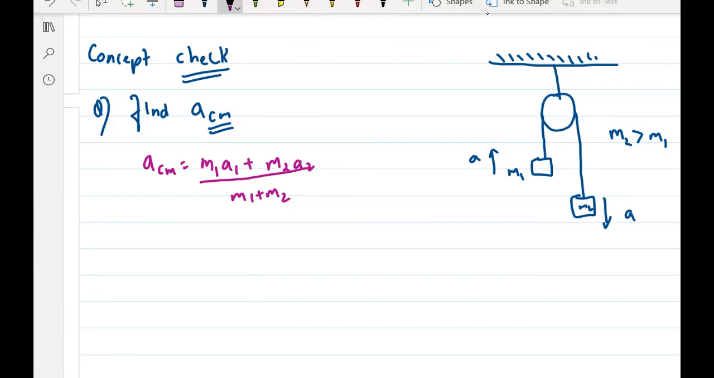Yes or no? Yes. Here, suppose this is A1. A1 is A. What is A2 then? A2 क्या हो जाएगा? Minus A. हाँ या ना?